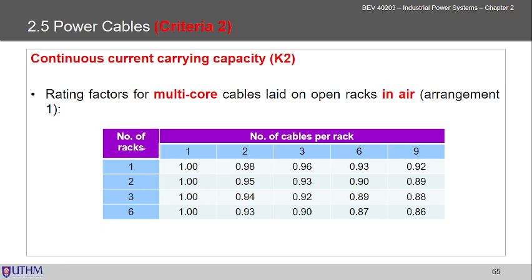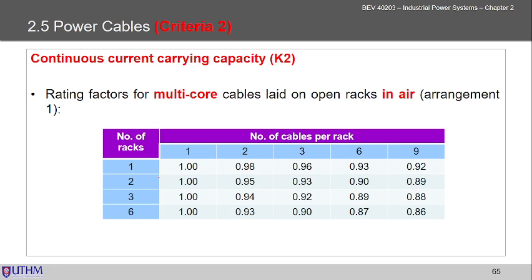And this is the number of racks that we use: 1, 2, 3, or 6. It seems after 1, 2, and 3, it doesn't have 4 and 5 because it has another bundle. It consists of 1, 2, 3, I mean 1, 2, 3 plus 1, 2, 3 is 6.